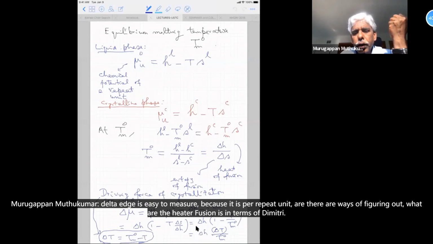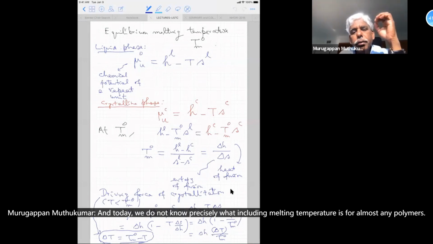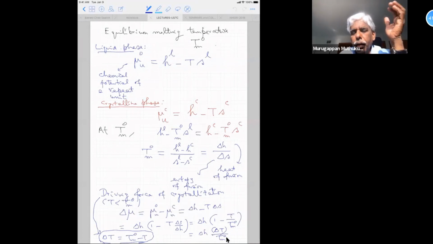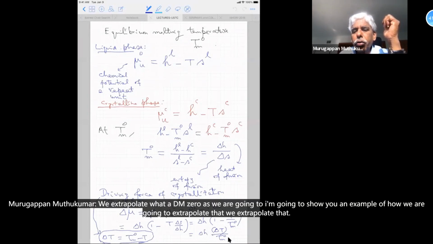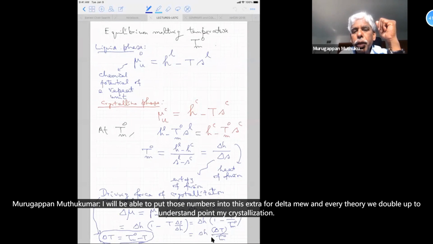Delta H is easy to measure because this is per repeat unit. There are ways of figuring out what the heat of fusion is in terms of calorimetry, etc. And to date, we do not know precisely what the equilibrium melting temperature is for almost any polymer. So what we do is we extrapolate what Tm0 is. I'm going to show you an example of how we are going to extrapolate that, and then I will be able to put those numbers into this expression for delta mu.